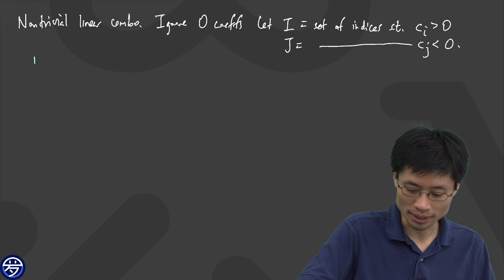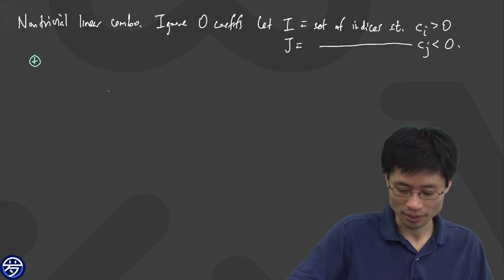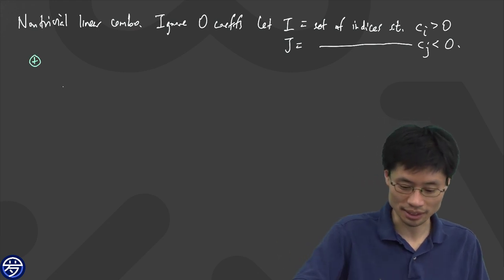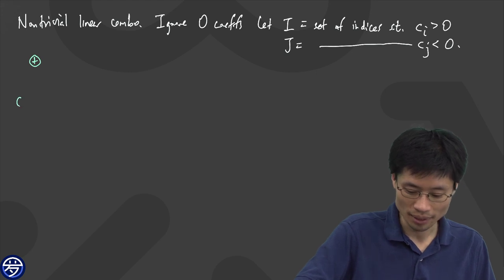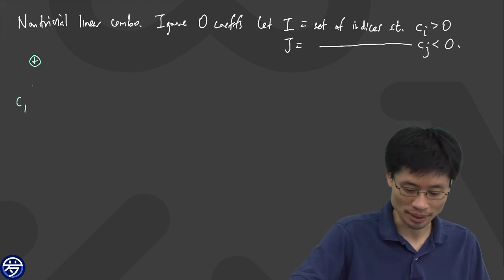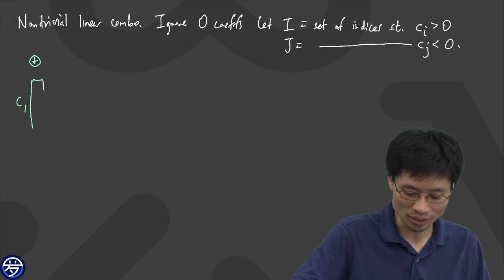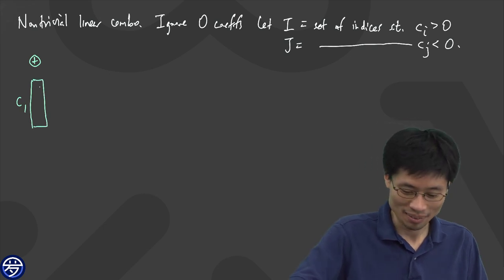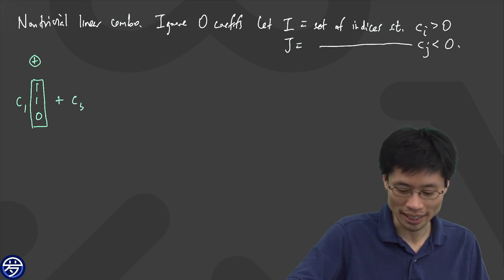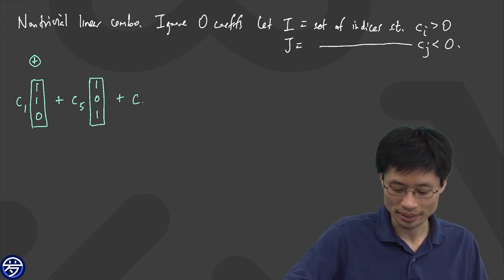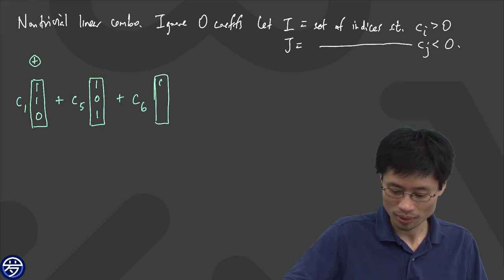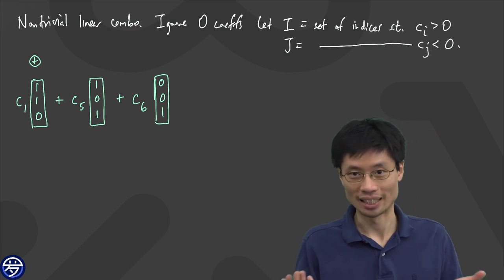I'll have the positive ones, and that's going to be a sum of some things. Let's just write some things. I'm just going to make an example. Maybe c_1 happened to be positive. I'm a bit lazy, so I'm not going to make sets of size 6 anymore. But these are all characteristic vectors. It's like 1, 1, 0, plus maybe c_5 times 1, 0, 1. Let's do another one, c_6 times 0, 0, 1.